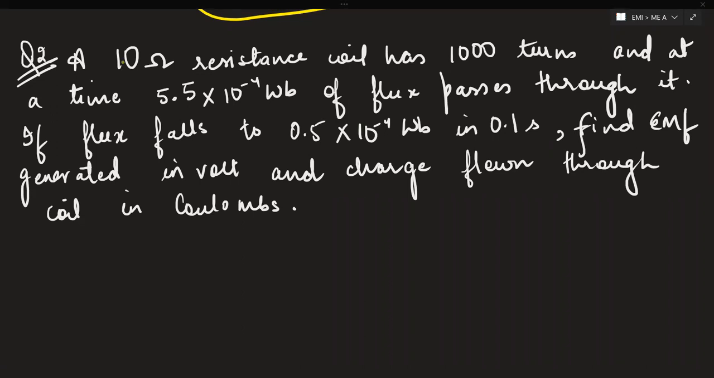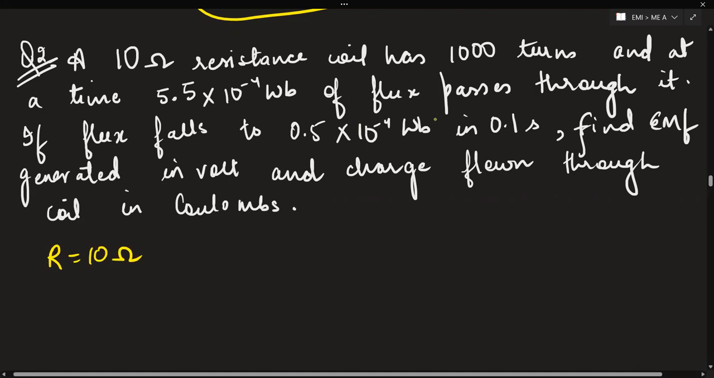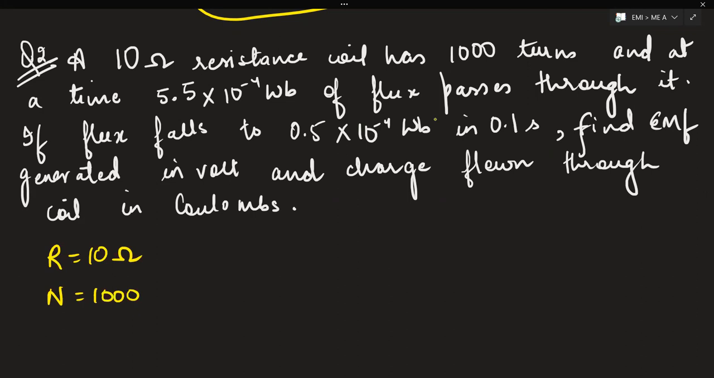See class, nobody has answered till now. Let's discuss it. A 10 ohm resistance coil has 1000 turns. So the number of turns in that coil is 1000, and at a time 5.5 into 10 to the power minus 4 webers of flux passes through it. So this is the initial flux. Initial flux is 5.5 into 10 to the power minus 4 webers.